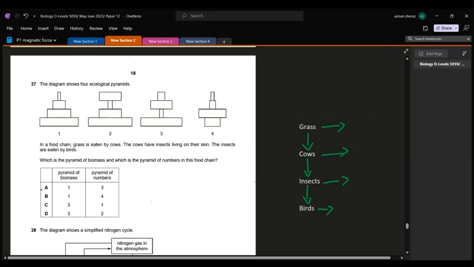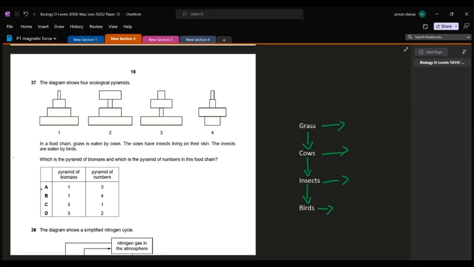Question number 37. The diagram shows four ecological pyramids. In a food chain, grass is eaten by cows. The cows have insects living on their skin. The insects are eaten by birds. Which is the pyramid of biomass and which is the pyramid of numbers in this food chain? To find the pyramid of biomass, this is a very easy thing: you just need to look for the pyramid that has a triangular shape.